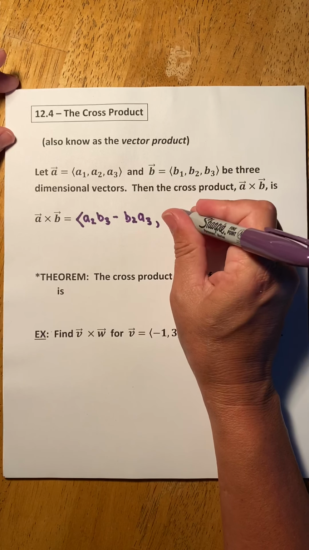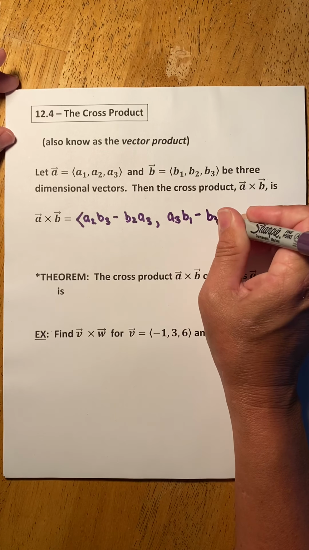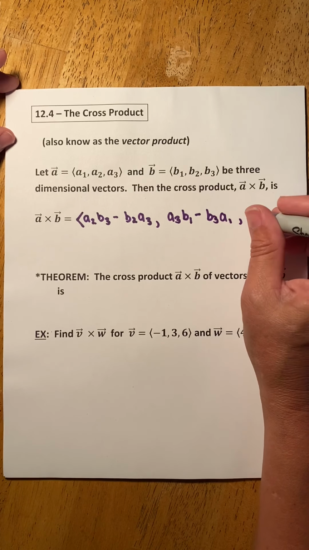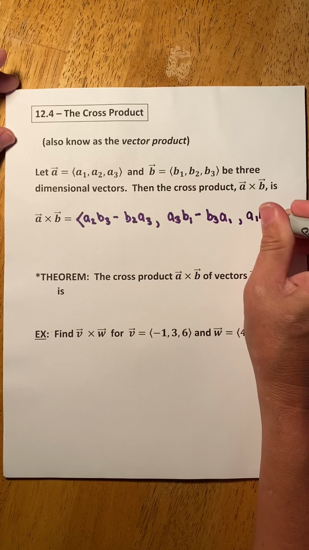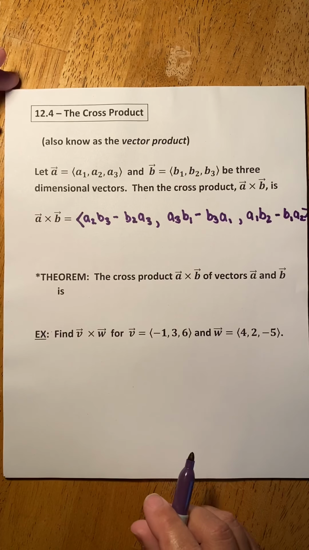The second component is going to be A3 B1 minus B3 A1. And the last component is going to be A1 B2 minus B1 A2. All right, woo.